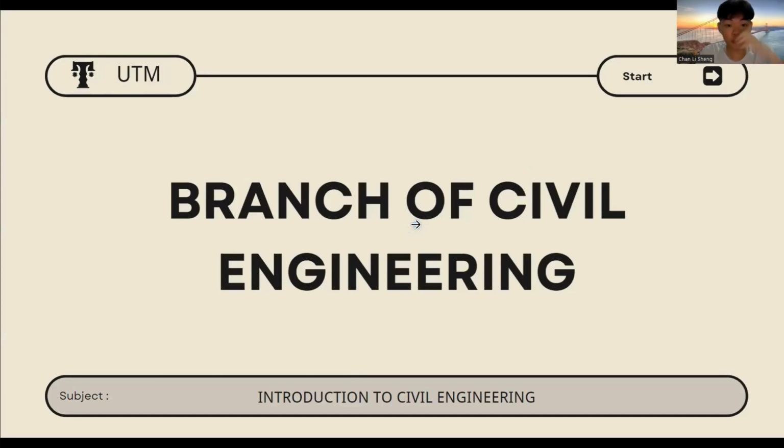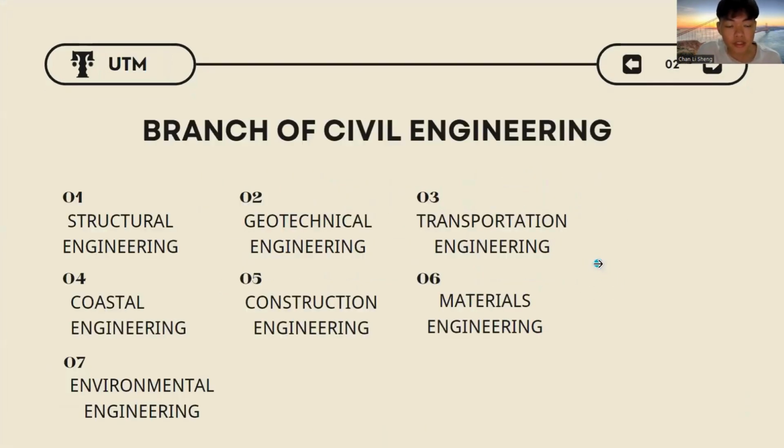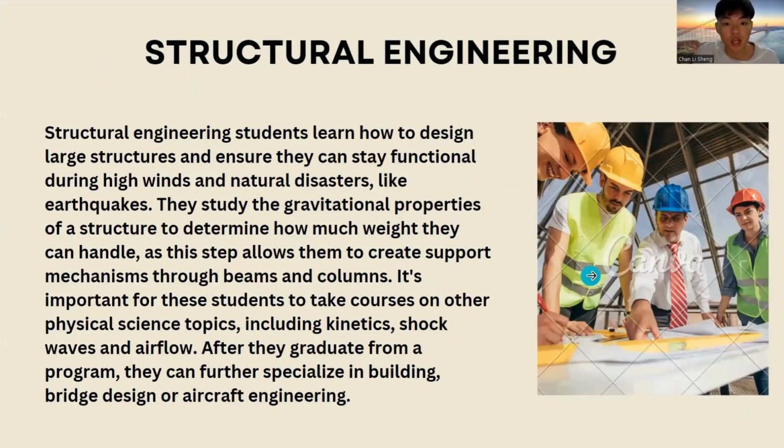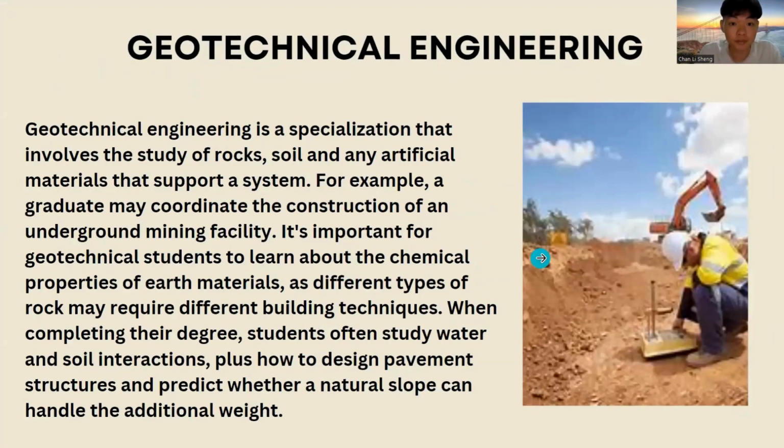Guys, next to introduce the branches of civil engineering. There are 7 branches of civil engineering, which are structural engineering, geotechnical engineering, transportation, coastal, construction, material, and environmental engineering. In structural engineering, students learn how to design a large structure and ensure that it stays functional during high winds and natural disasters like earthquakes.